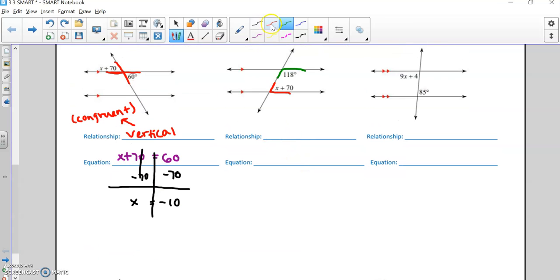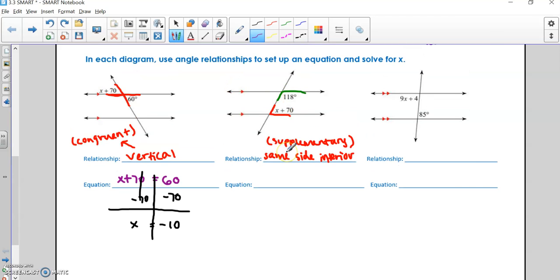So we got same side interior. We know that those are supplementary. And so let's make our equation. If we know that they're supplementary, we got to add them. And then set them equal to 180. Now we're ready to solve for x.